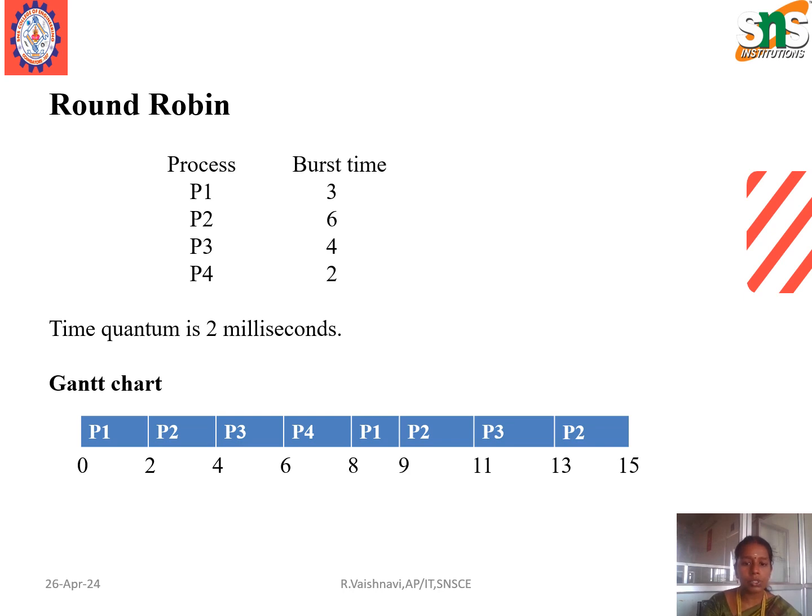For process 2, we have 6 burst time. We have to subtract the 2 milliseconds which was already taken. So we have 4, so we have to do it according to the time quantum. So 9 plus 2 is 11. For process 3, the total burst time is 4. We have to subtract 4 minus 2, that is we have the remaining 2 burst time, so 11 plus 2 is 13. Next for process 2, 13 plus the remaining 2 we have, so 13 plus 2 is 15.